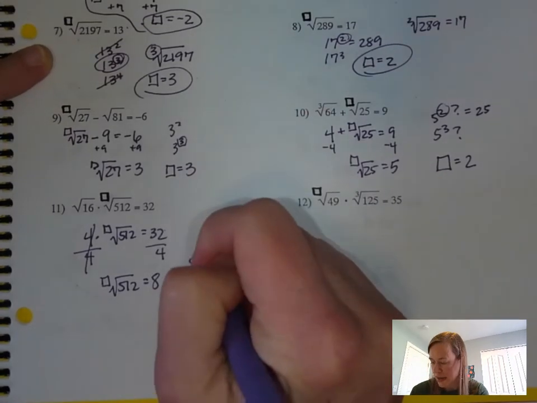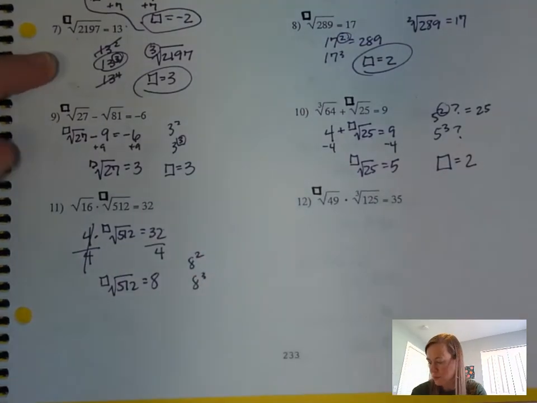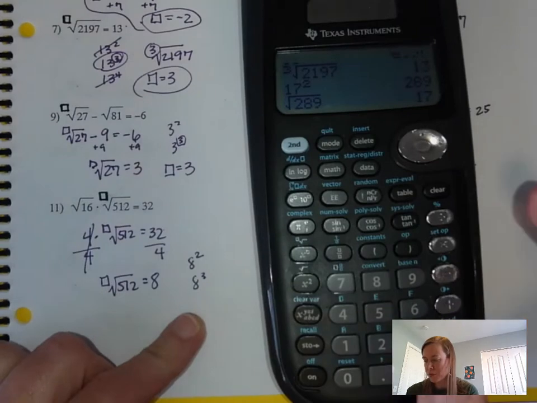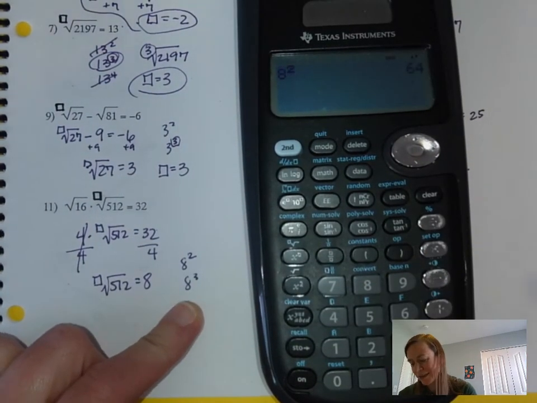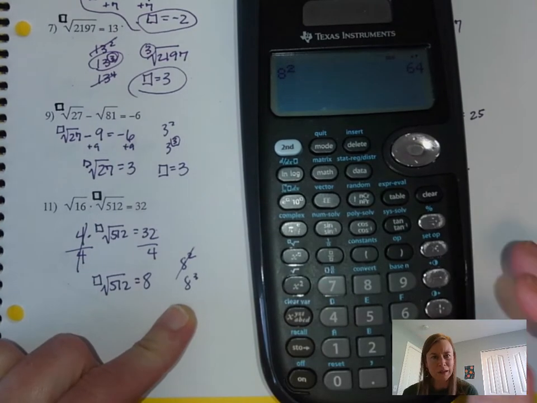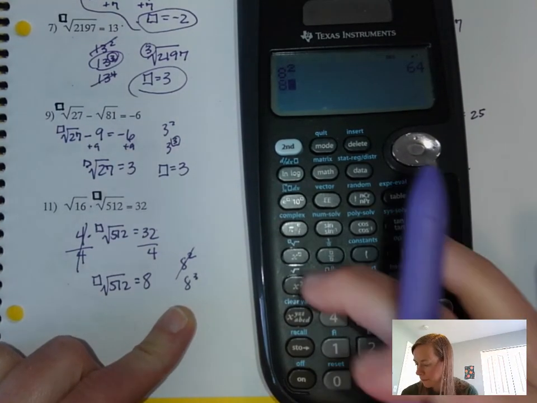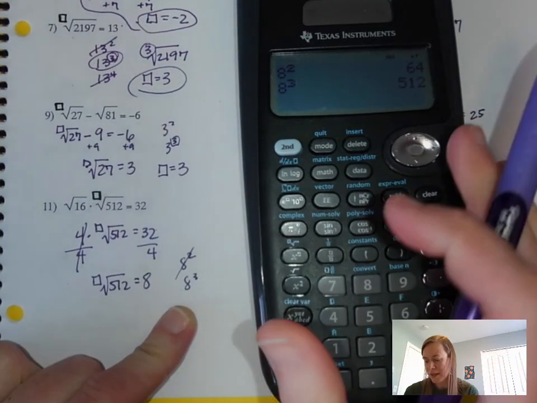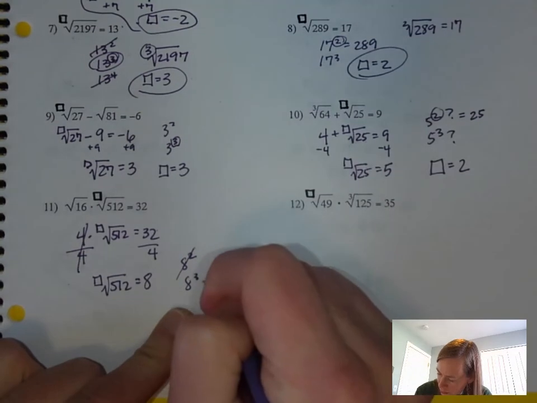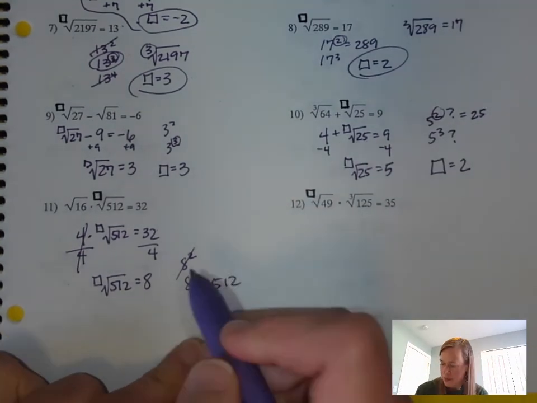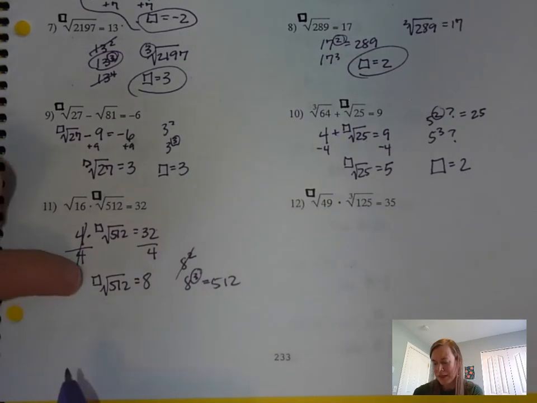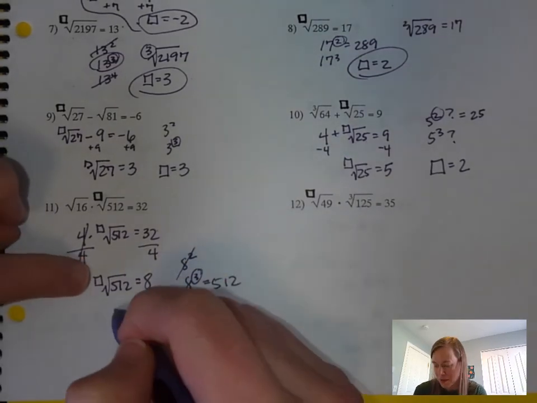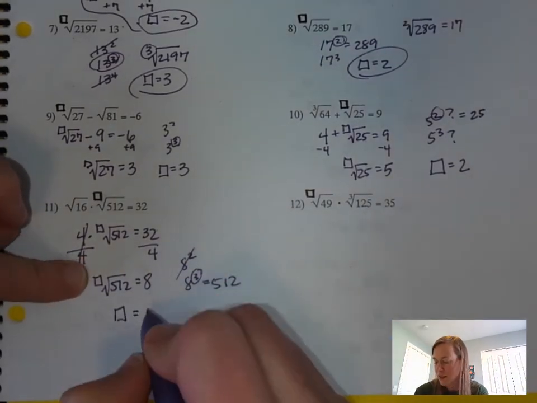We're going to try 8 squared, we're going to try 8 cubed. We can keep on going up with exponents if we need to. Let's try 8 squared. Well, oh yeah, that's 64. That's not going to work. Let's try 8 cubed. 512, well there you go. If 8 cubed equals 512, then you know that this number here, that's the exponent, that's going to be the same thing as the index right here. So the box is going to equal 3.